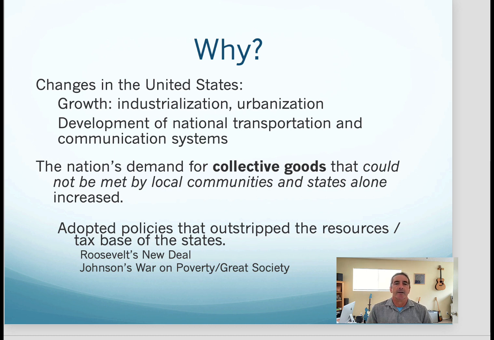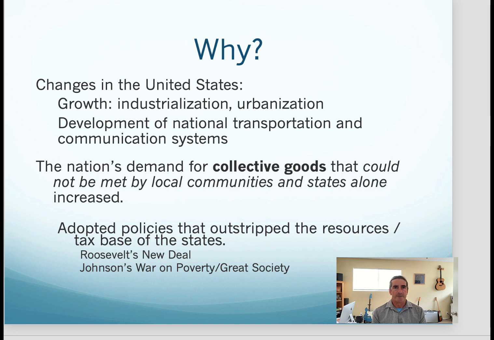And on top of that, the nation's demand, and this is a sentence from the text, the nation's demand for collective goods could not be met by communities and states alone. We have come to look to the federal government to do things that are far beyond what the tax base of individual states can possibly provide. And the two things that the text gets into a lot of detail about, and I'll mention them both here, are the New Deal programs that came out from the Roosevelt administration in the aftermath of the Great Depression in the 1920s and 30s. And in the 1960s, Lyndon Johnson's administration's War on Poverty and his Great Society programs.